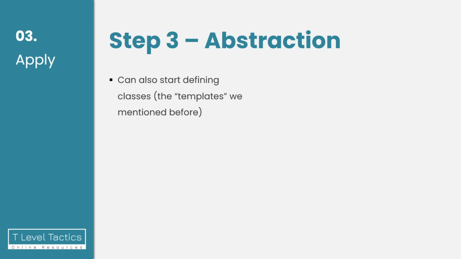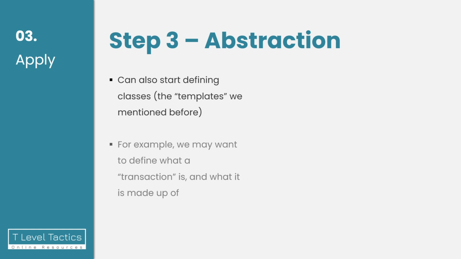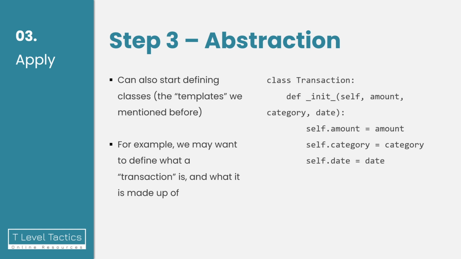We can also start defining classes, those templates we mentioned before. For example, we may want to define what a transaction is and what it's made up of. And it could look a little bit like this. It could include the amount of money, the category we want to put it in, and the date where it either entered or left our account.